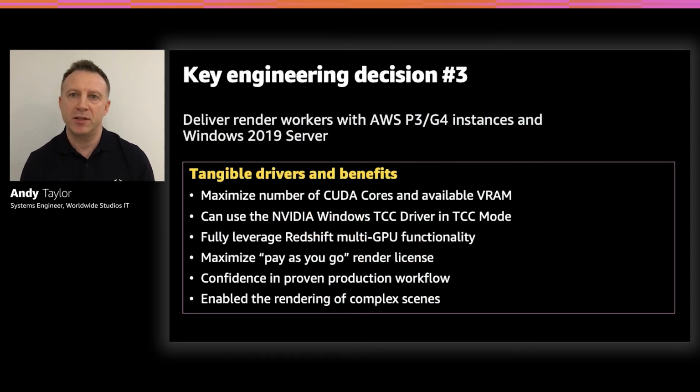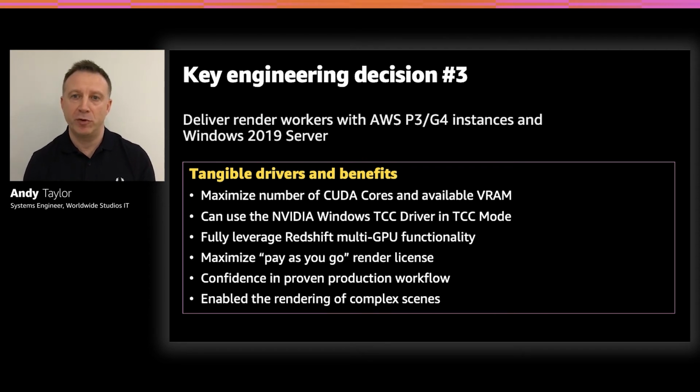Now, we made the decision to deliver our render workers using P3 and G4 instances. We had a CUDA application that needed CUDA cores. We necessarily didn't need WDDM or the ability to fire up 3D apps. We just needed Redshift to have exclusive access to the GPUs. Because of this, we were able to use the NVIDIA Tesla driver for both the P3 and G4 instances. Both drivers will install in TCC mode, which configures the graphics cards solely for compute.